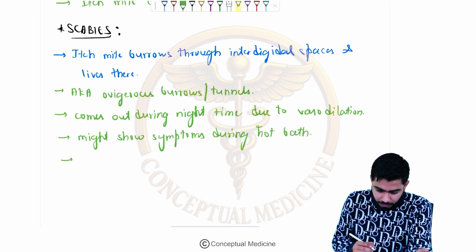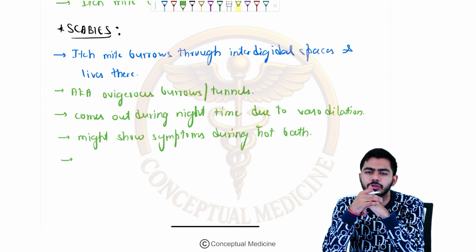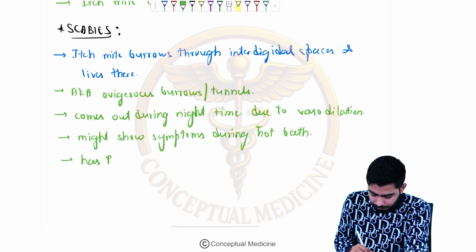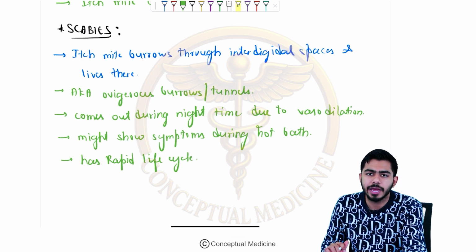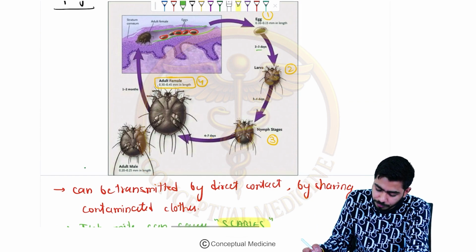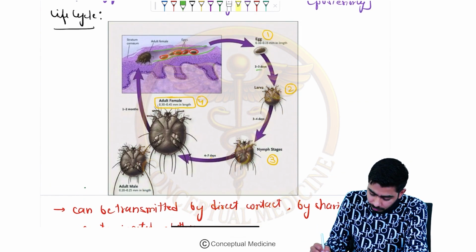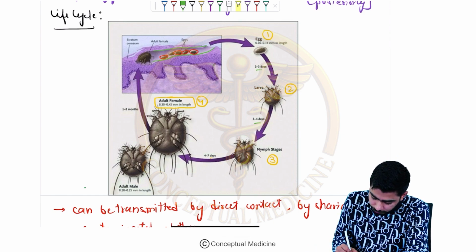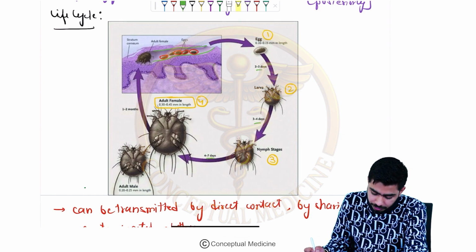Okay guys, one more thing I would like to mention over here: the life cycle. It is a rapid life cycle. They complete their life cycle very fast. As you can see in the image itself, they take just 2 to 3 days for conversion from egg to larva. From larva to nymph, just 3 to 4 days. From nymph to adult, 4 to 7 days.